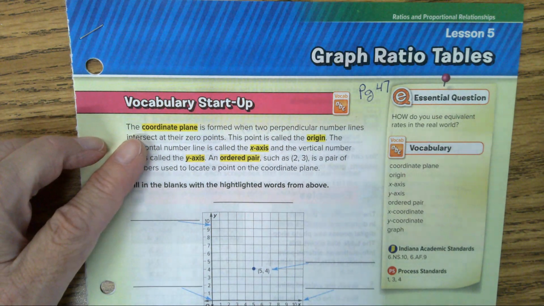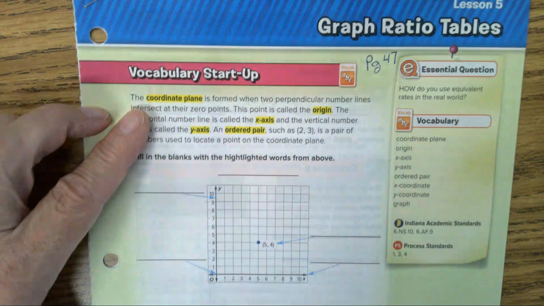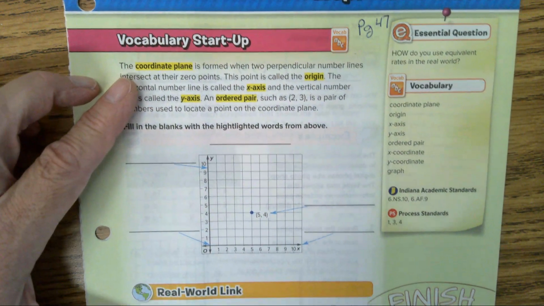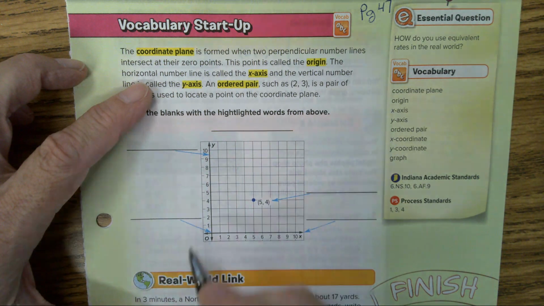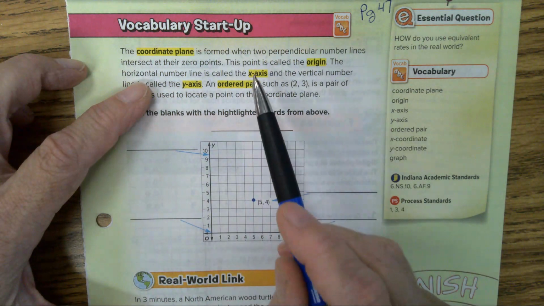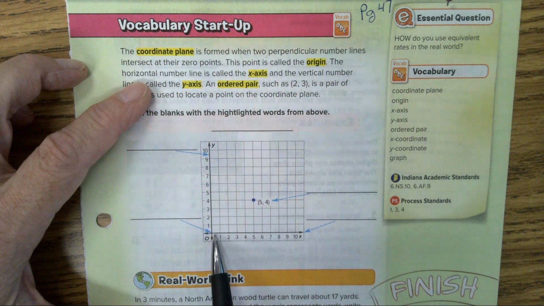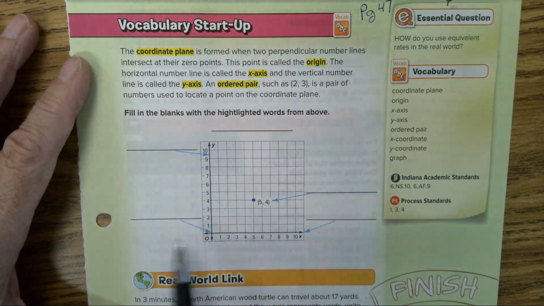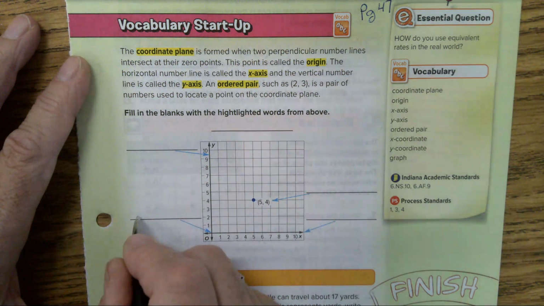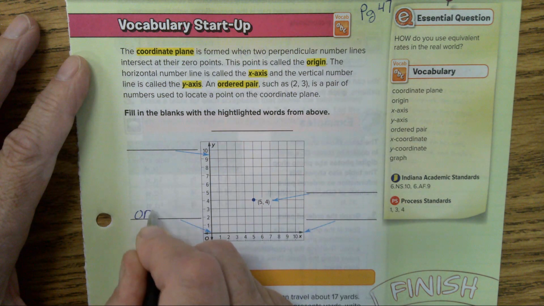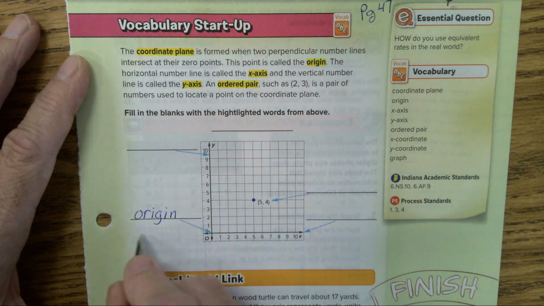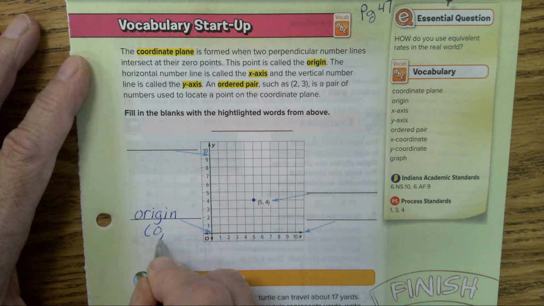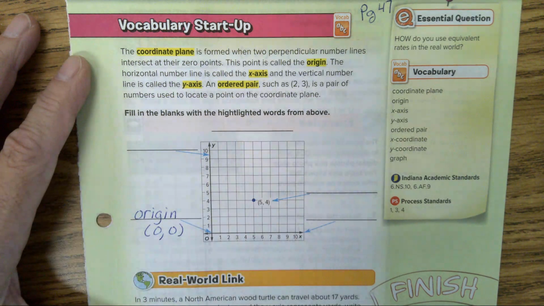The coordinate plane is formed when two perpendicular number lines intersect at their 0 points. Okay, this is the 0 points. The point is called the origin. See that spot right there? This is called the origin. So let's write it down on the answer blank. O-R-I-G-I-N. And it is known as 0, 0. That's an ordered pair right there.